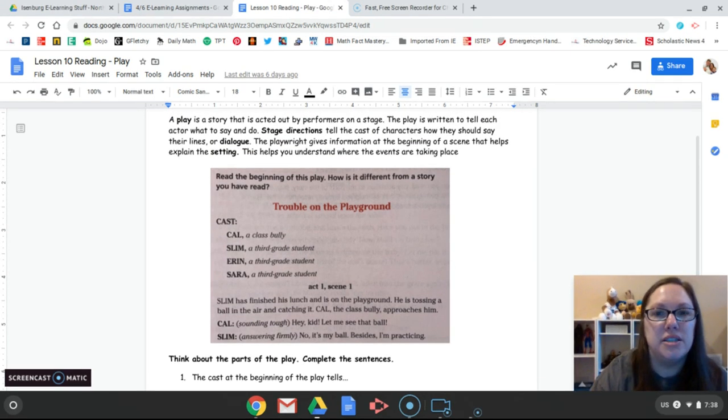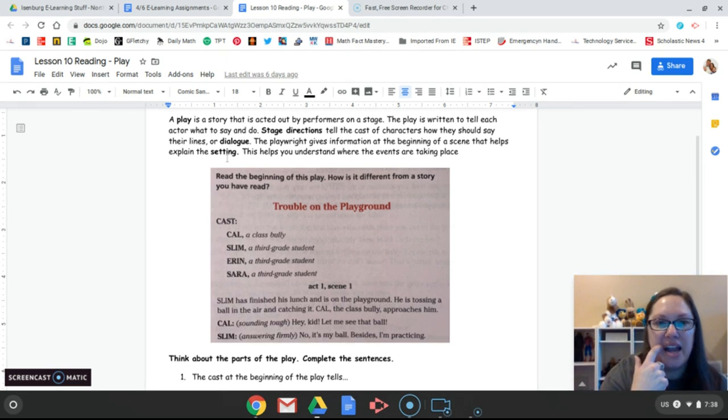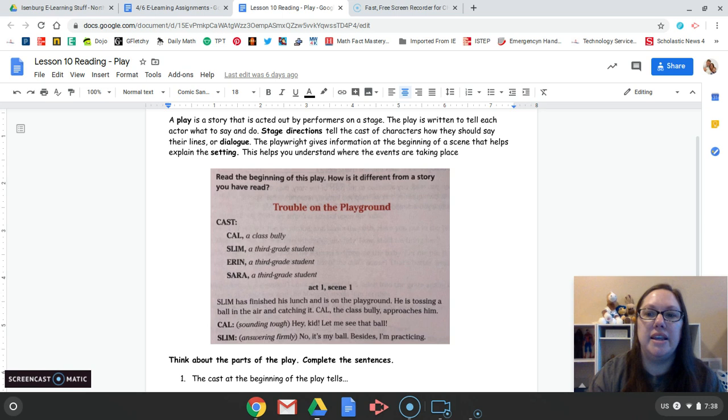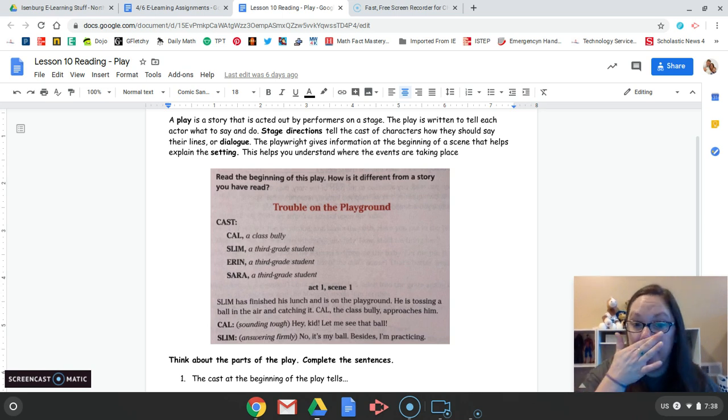All right. Next part is the setting. And I actually am going to add a little part to this too. I just thought of this. So setting, you should already know what a setting is, so I'm not even going to make you write that in your notebook. Settings are the same no matter what kind of text it is, poetry, a story, or a play. The setting, of course, just tells where things are happening. So the setting of a play would give you information about what kind of scenery you would make.